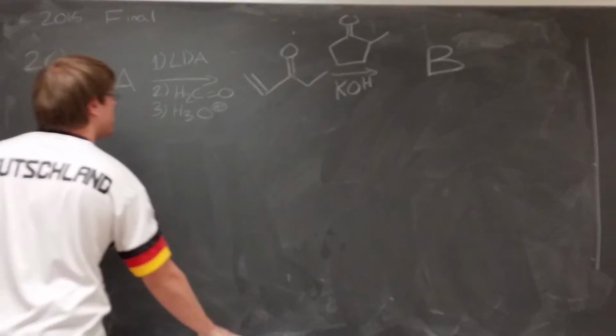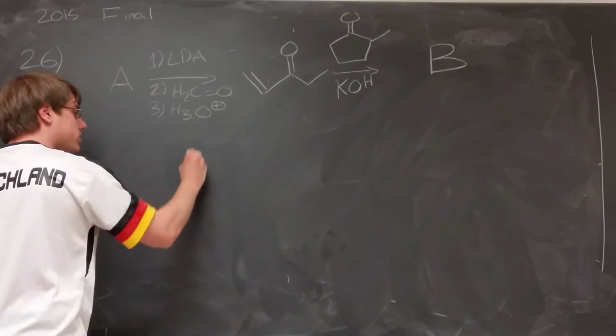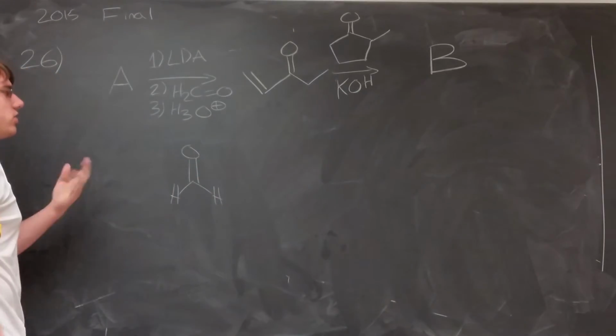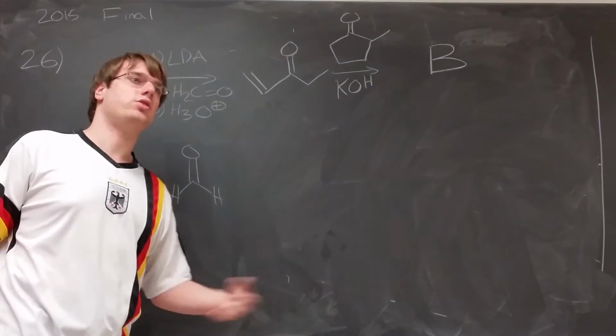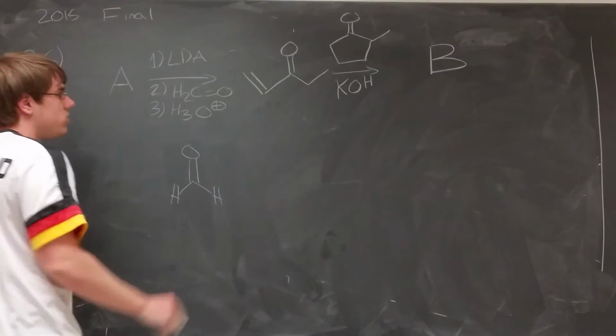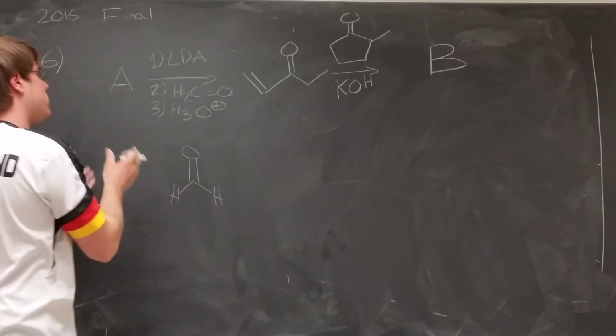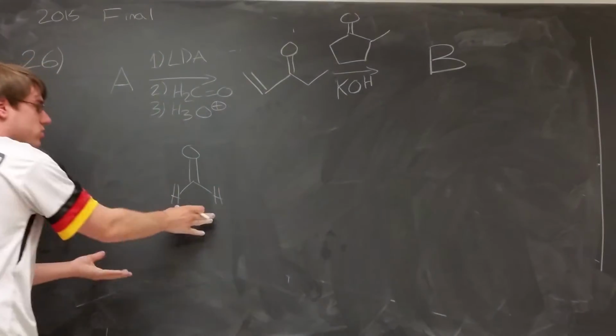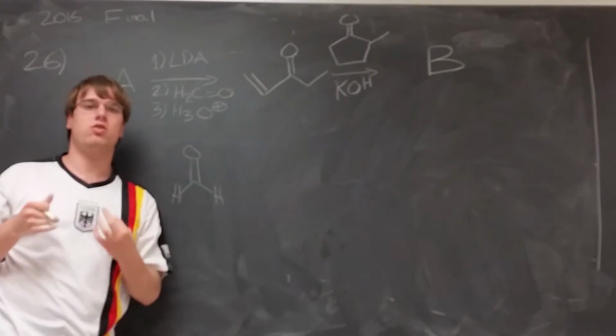The next step is formaldehyde, so a carbonyl. Let's just draw that out for now, because we'll be using that somehow. And then H3O positive, an acid source, a proton source. Okay, so now I'm looking at this structure here, and I'm saying, somehow I went from A to this. And now I had to have used formaldehyde, a single carbon.